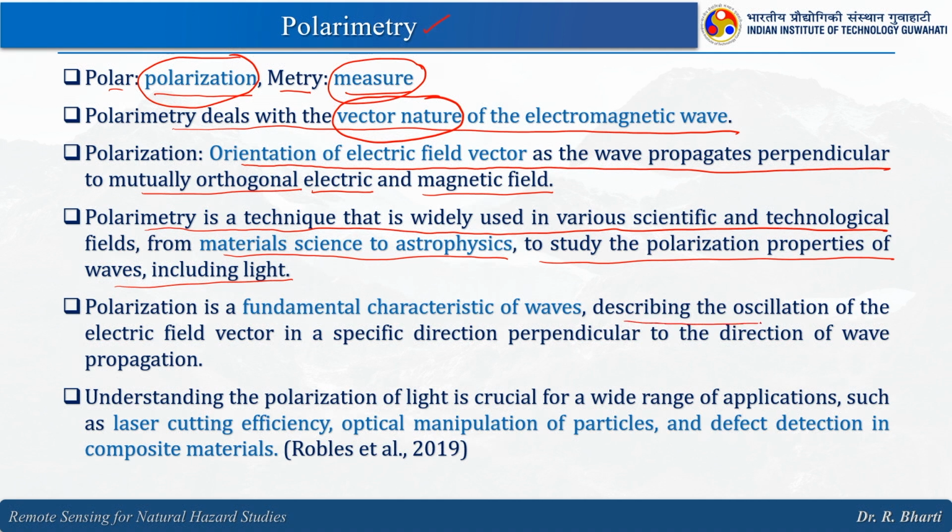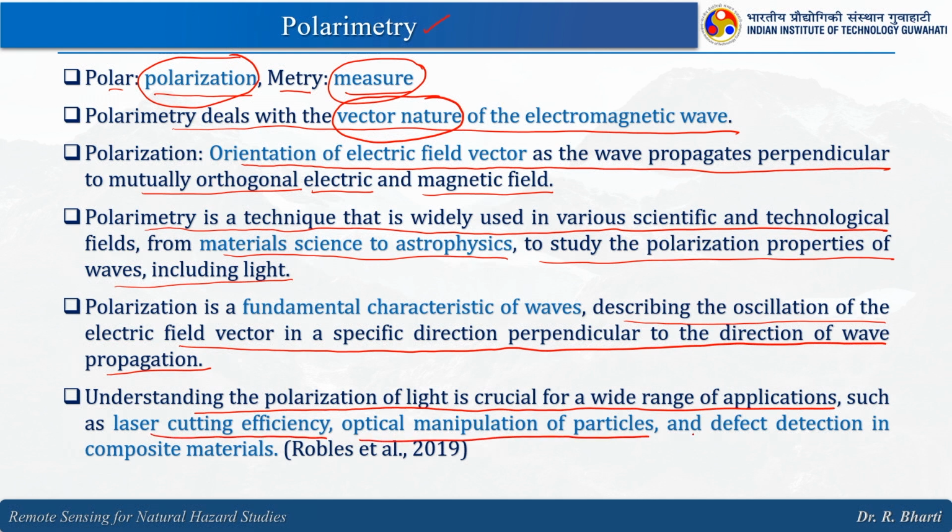It describes the oscillation of the electric field vector in a specific direction perpendicular to the direction of the wave propagation. Understanding the polarization of light is crucial for a wide range of applications such as laser cutting efficiency, optical manipulation of particles and defect detection in composite material. So, this is very widely used. Polarization or polarimetry is widely used in different communities and they are using it for different objectives.